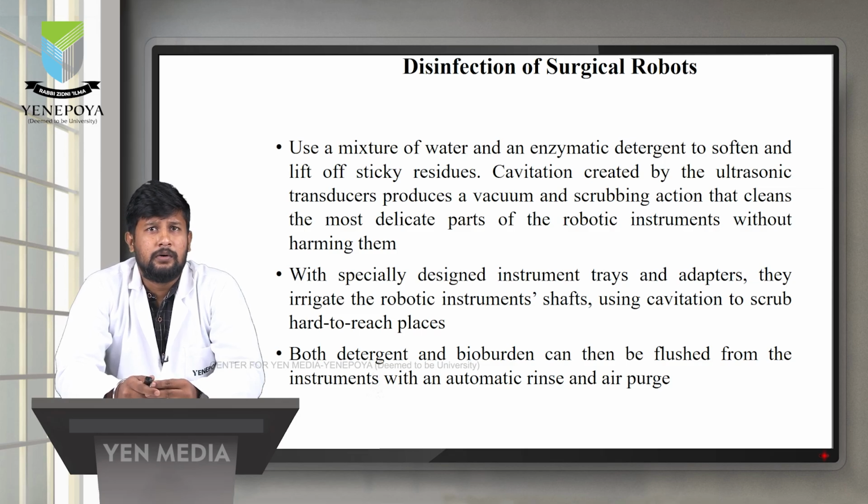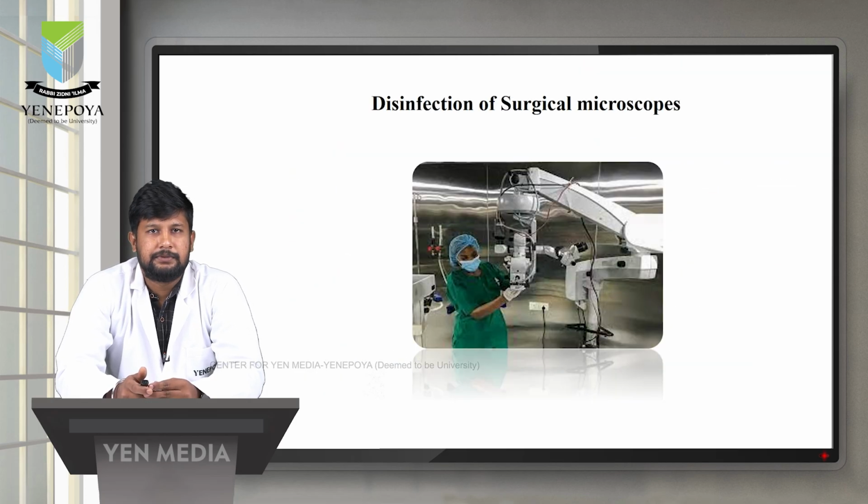Use a mixture of water and enzymatic detergent to soften and lift off sticky residues. Cavitation created by the ultrasonic transducers produces a vacuum and scrubbing action that cleans the most delicate parts of the robotic instruments without harming them. With specially designed instrument trays and adapters, they irrigate the robotic instruments' shafts using cavitation to scrub hard to reach places. Both detergent and bioburden can then be flushed from the instruments with an automatic rinse and air purge.